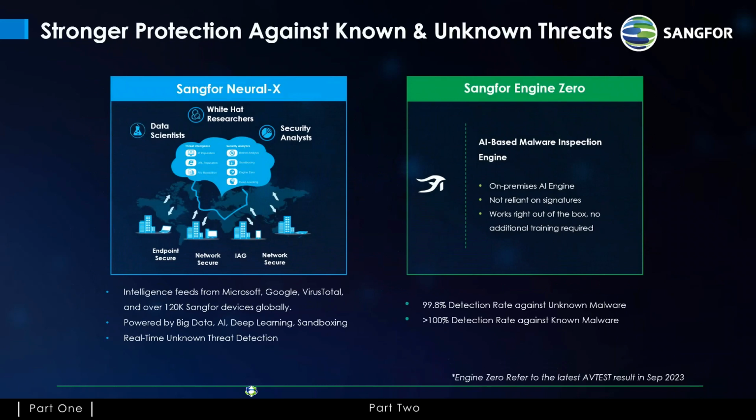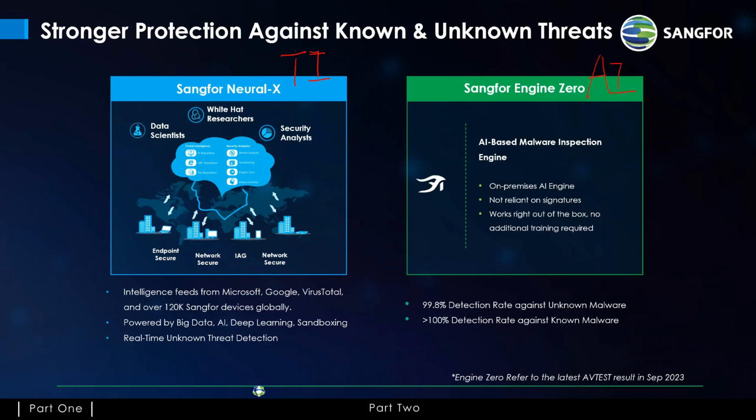Okay, so after we have some briefing about the key values, we will break it down and talk about the technical details behind it. So we will start from the AI capability and the TI capability. Remember the names: SANGFOR NeuroX is our threat intelligence, TI, and SANGFOR Engine 0 is our AI-based malware inspection engine.